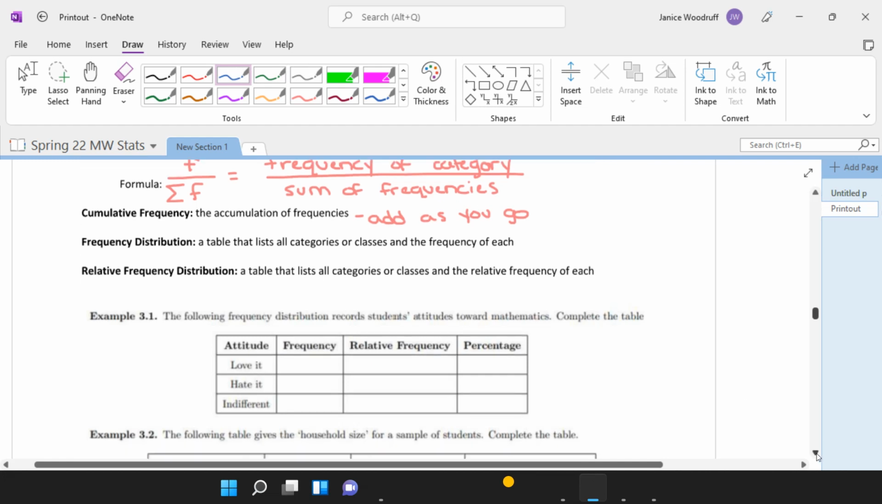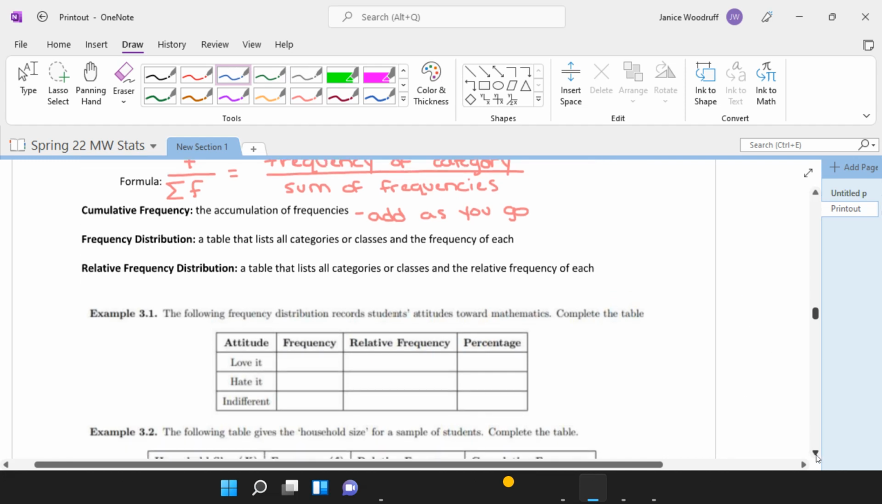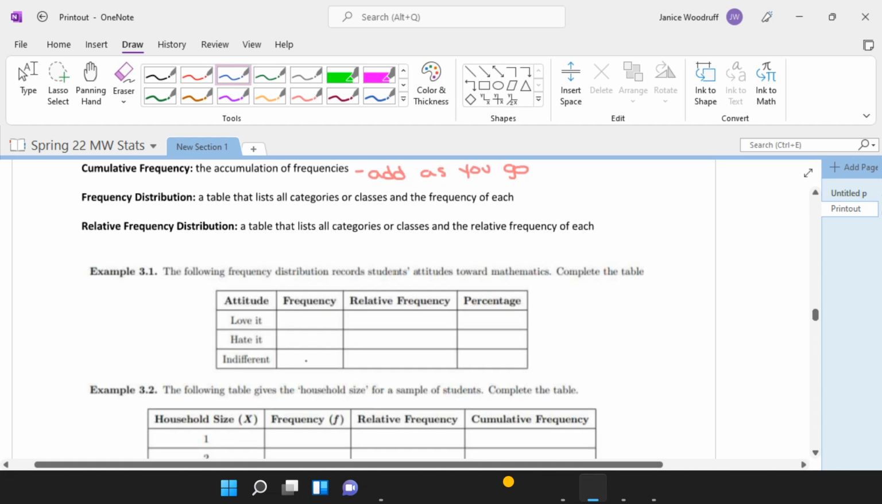So let's actually take a look at this table and we'll do our first frequency distribution. Our frequency distribution is going to record students' attitudes towards math. So let's go ahead and take a quick survey here. How many of you could raise your hand and say that you love it? 1, 2. All right, I got 2. So my frequency, you can do 2 like this, or you can do tally marks. Sometimes you'll see tally marks and sometimes you'll just see the numbers.